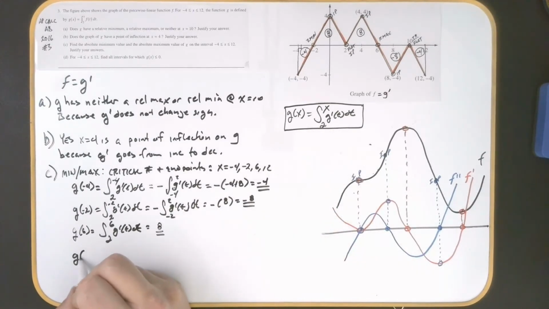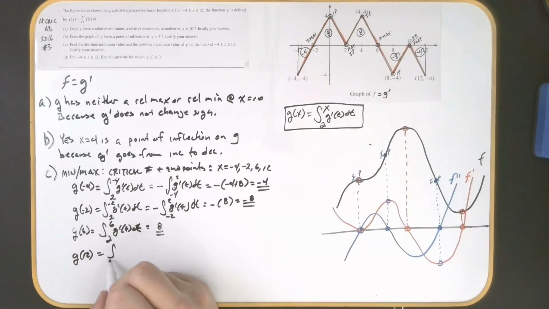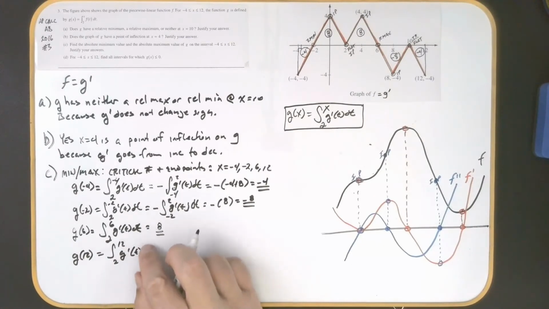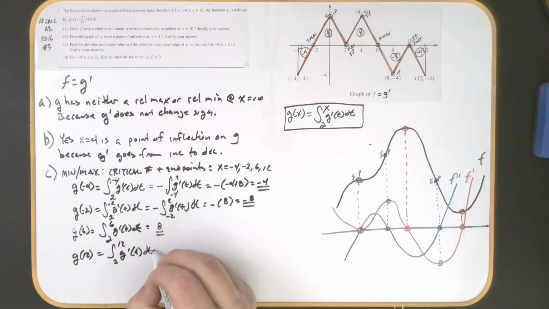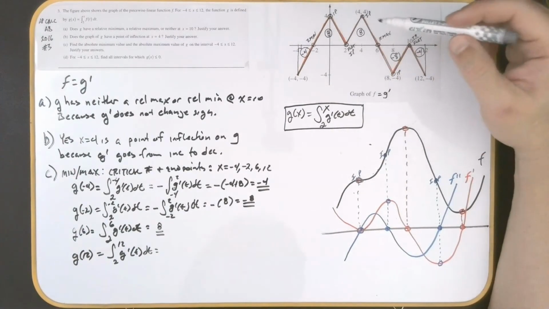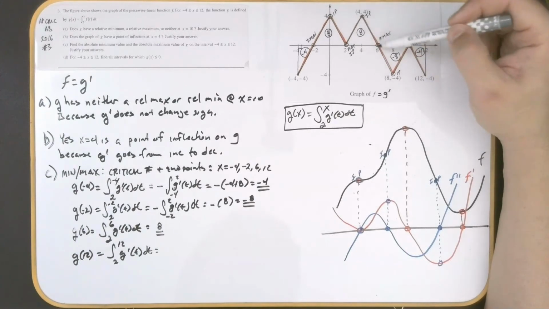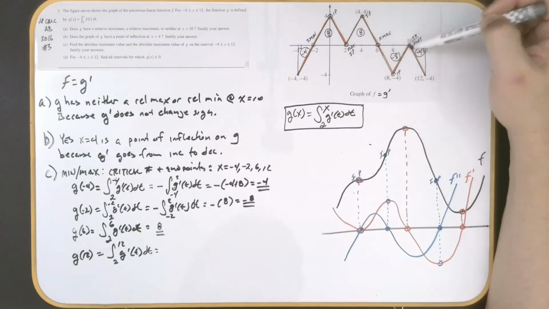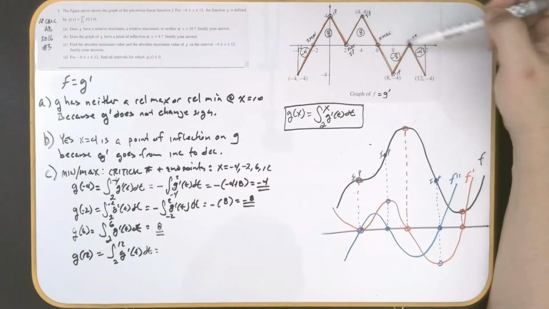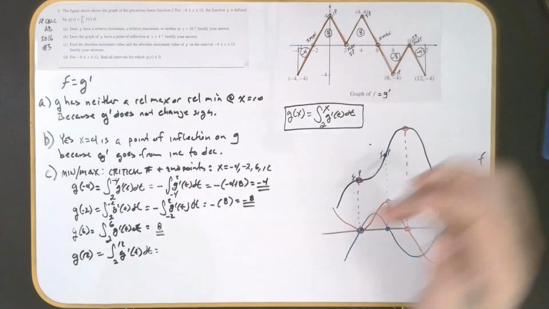And the last one we're checking is g of 12. So we're integrating from 2 to 12 of g prime of t dt here. And let's see what we get from 2 to 12. So we get this triangle, which is 8. We get this triangle, which is negative 8. So now they've canceled out, we're at 0. And we have this last little guy, which is negative 4.